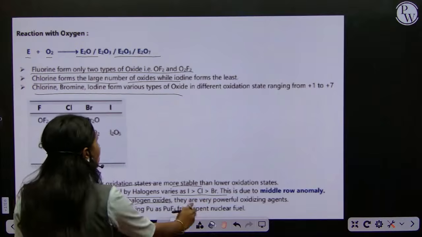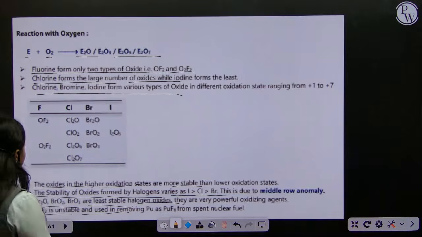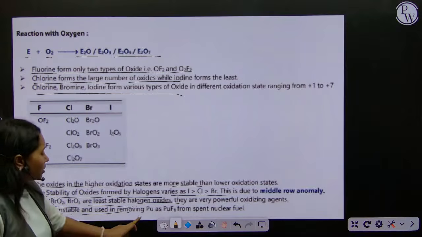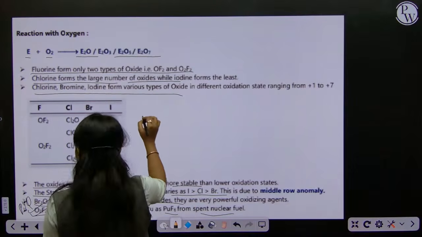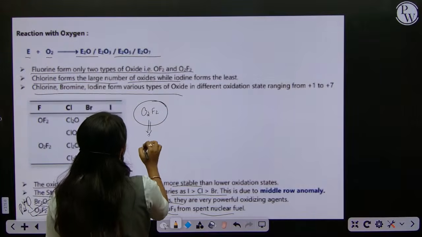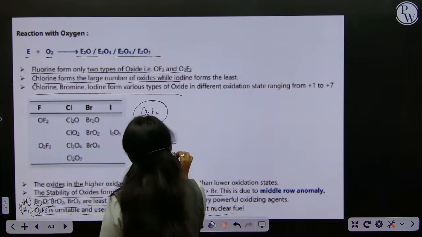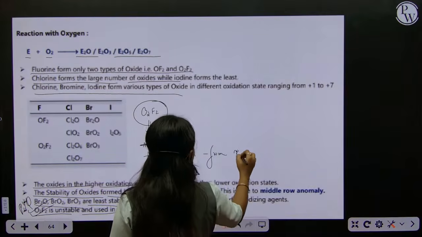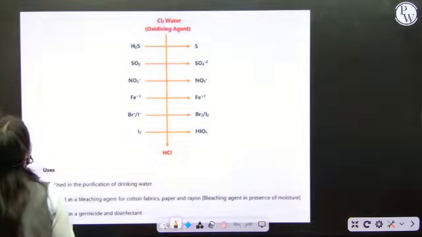These are the least stable halogen oxides. They are very powerful oxidizing agents. O2F2 is unstable and useful in removing Pu. Very important, they have asked this question in PYQ. O2F2 is unstable and used in removing Pu as PuF6 from spent nuclear fuel. So they have asked which oxide of fluorine is used to remove Pu from nuclear fuel. So what is the answer for this?